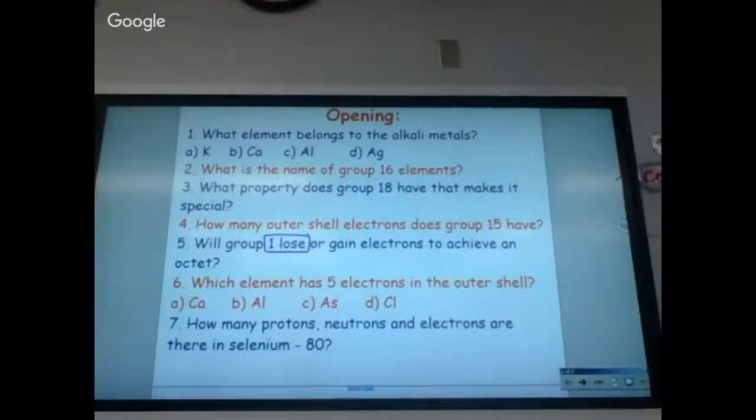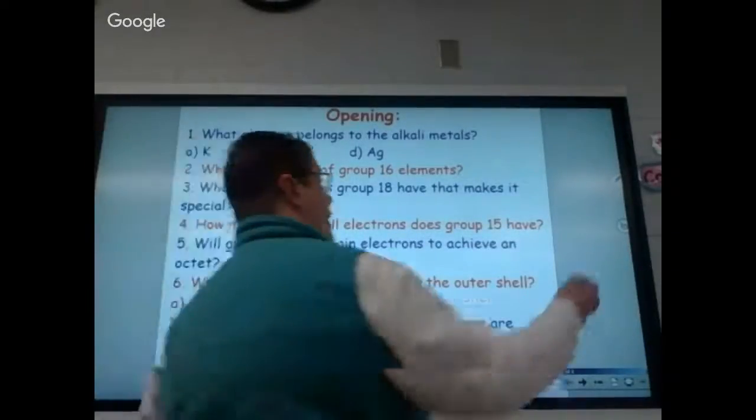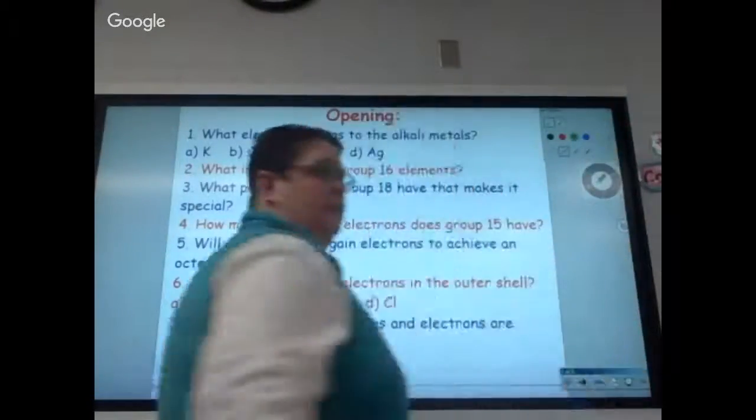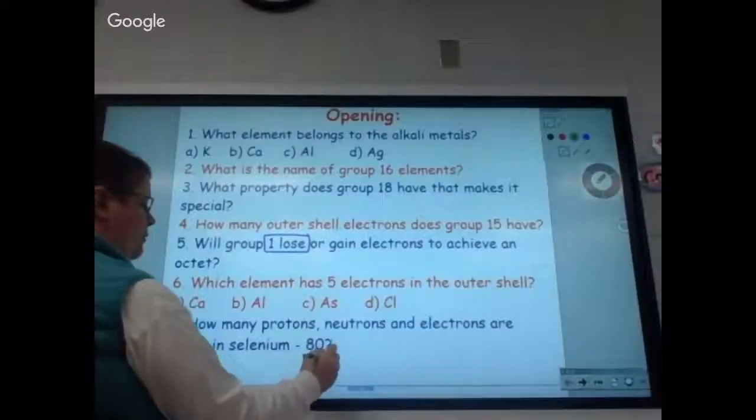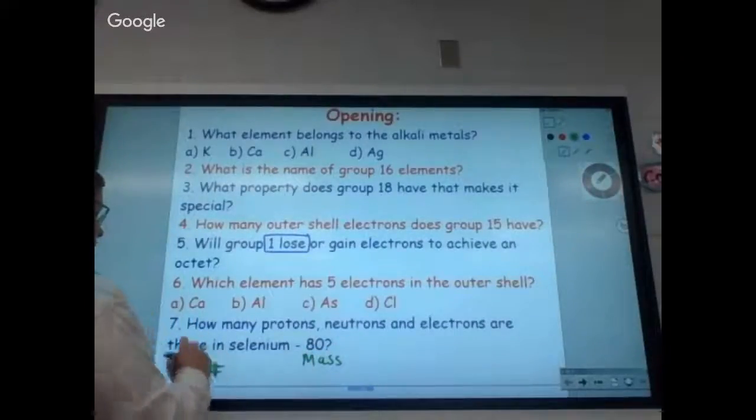All right, and then selenium-80. How do we find protons, neutrons, and electrons again? What do I need if I only have one number? What is that number that they gave me? That's the mass. So I need to find the what? Where do I find the number if it's not given? Elizabeth, stop. Pay attention. All right. Where do I find the atomic number if it's not given to me? Periodic table. So I look up selenium. Selenium has a number of what right there in the box? 34.